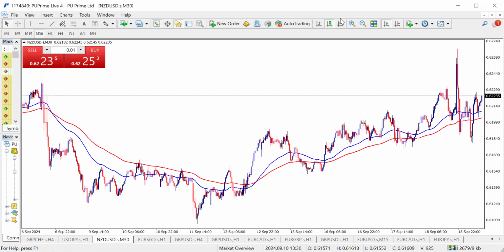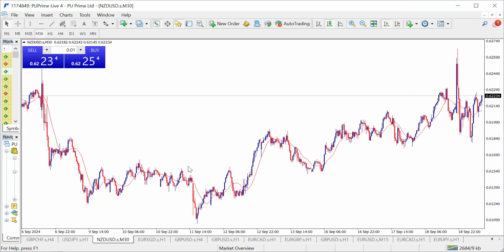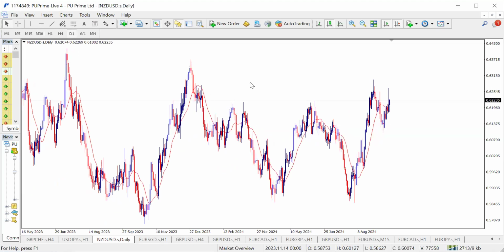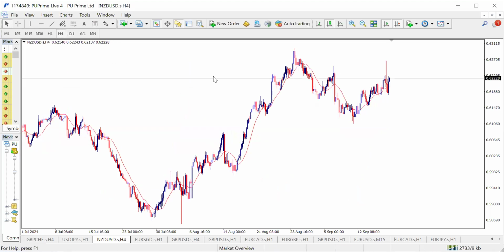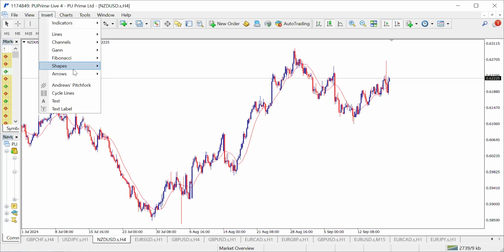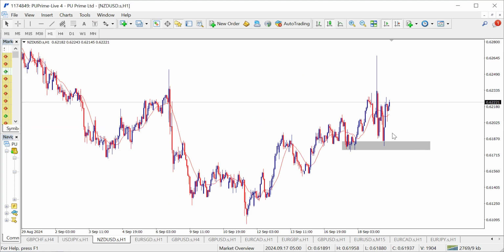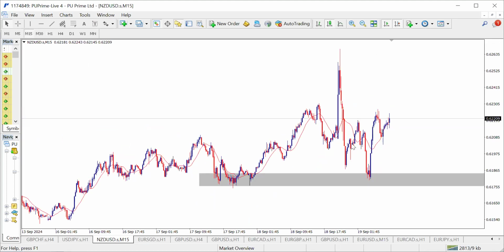NZDUSD. This is also a bullish continuation pattern for me, due to the candlestick pattern I saw. If I say we should enter a buy now, we might experience a drawdown, which some of us might not have the mind to hold, because we're expecting a pullback before continuation to the upside. So for NZDUSD, also wait for a pullback before we enter a buy, probably at around this level.